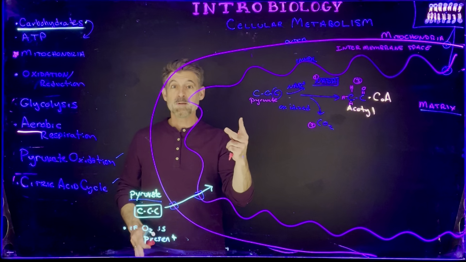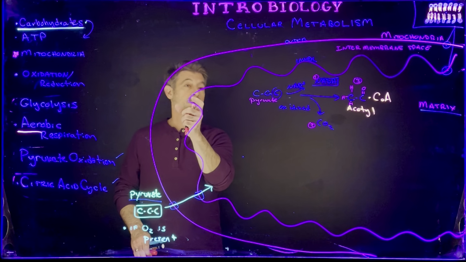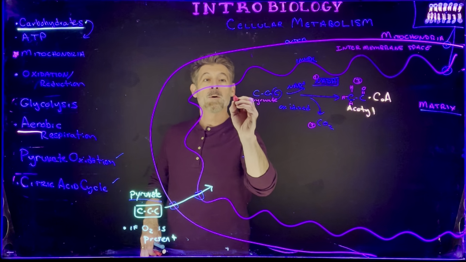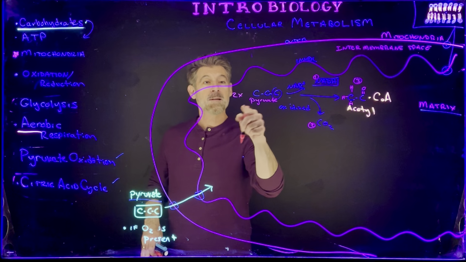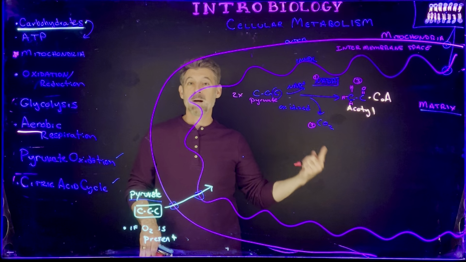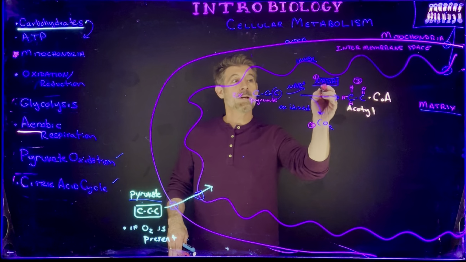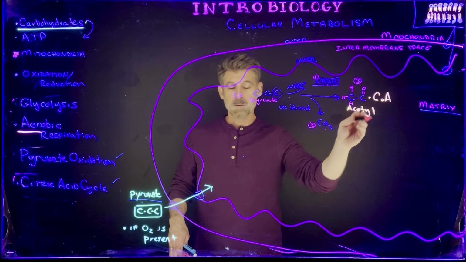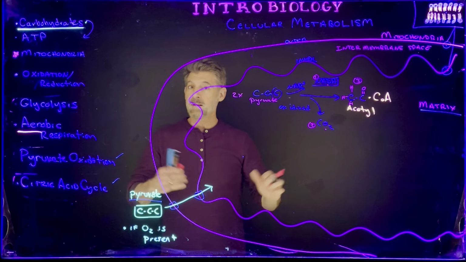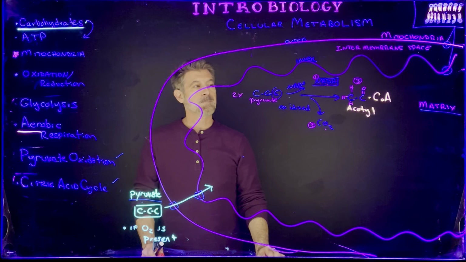This will happen twice for every glucose. So every glucose molecule that we started with had 6 carbons. It broke down into 2 pyruvates. So this happens twice for every glucose. That means we get 2 of these for every glucose, 2 of these, 2 of these, and so forth. So that's it. That's pyruvate oxidation.